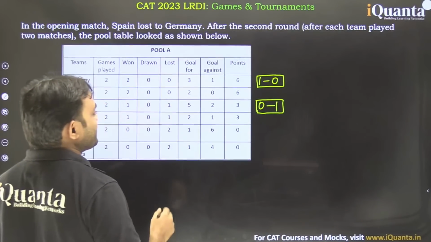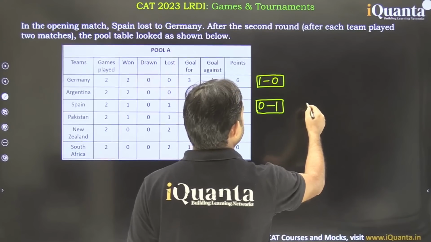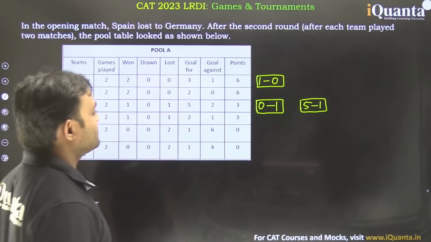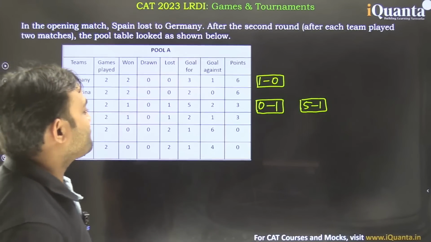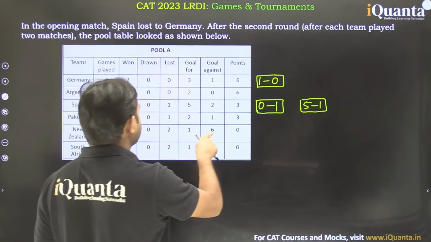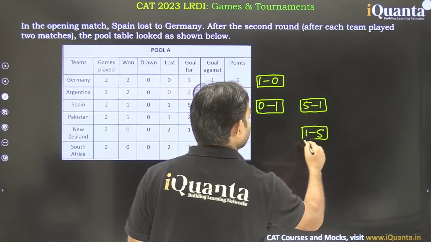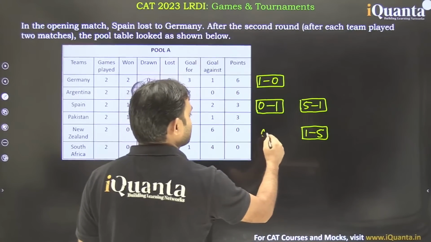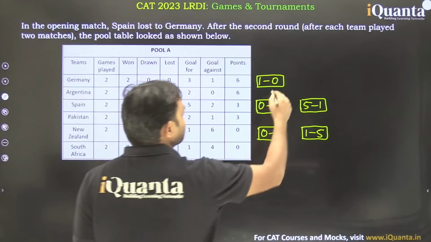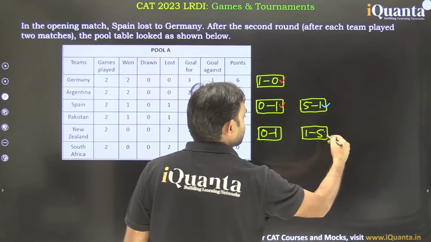That means Spain must have won the other match by 5-1, right? Now, if Spain won the match by 5-1, where is that possible? The only possibility is Spain must have won against New Zealand by 5-1. So 1-5 in place of New Zealand. So New Zealand must have lost the other match by 0-1. So which matches are connected? These two matches are connected. These two matches are connected.